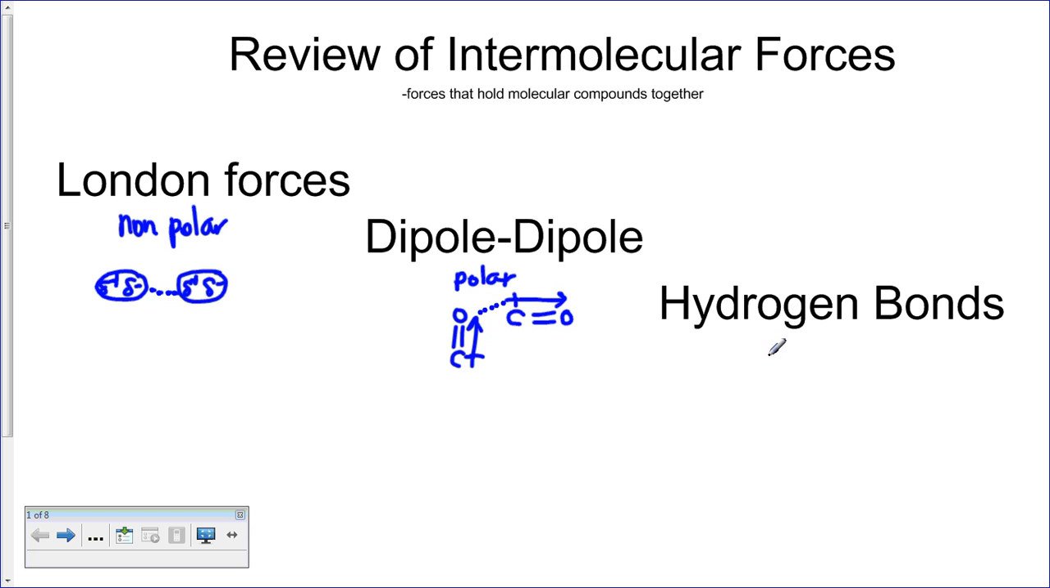Now, hydrogen bonds are the strongest of these three types of intermolecular forces, and will also occur when we have a polar molecule. They're a little bit more specialized though, because what we need in order for a hydrogen bond to occur is we need a slightly positive hydrogen atom, and we need a lone pair of electrons on either an oxygen, a nitrogen, or a fluorine.